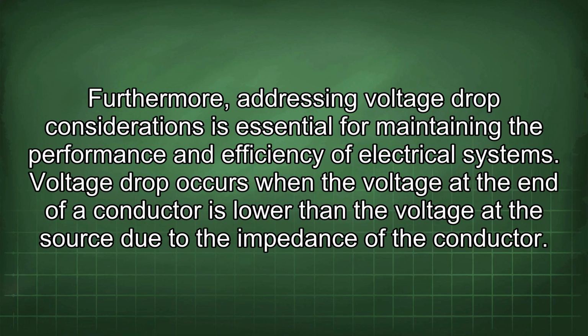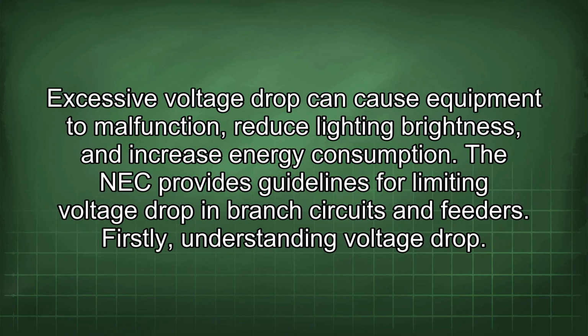Furthermore, addressing voltage drop considerations is essential for maintaining the performance and efficiency of electrical systems. Voltage drop occurs when the voltage at the end of a conductor is lower than the voltage at the source due to the impedance of the conductor. Excessive voltage drop can cause equipment to malfunction, reduce lighting brightness, and increase energy consumption. The NEC provides guidelines for limiting voltage drop in branch circuits and feeders.